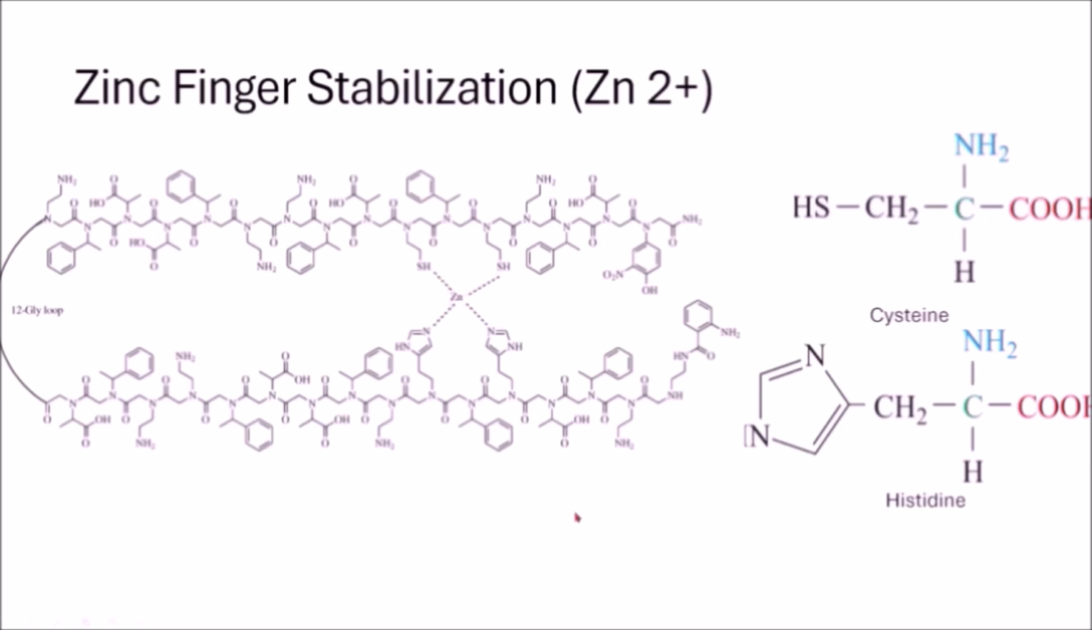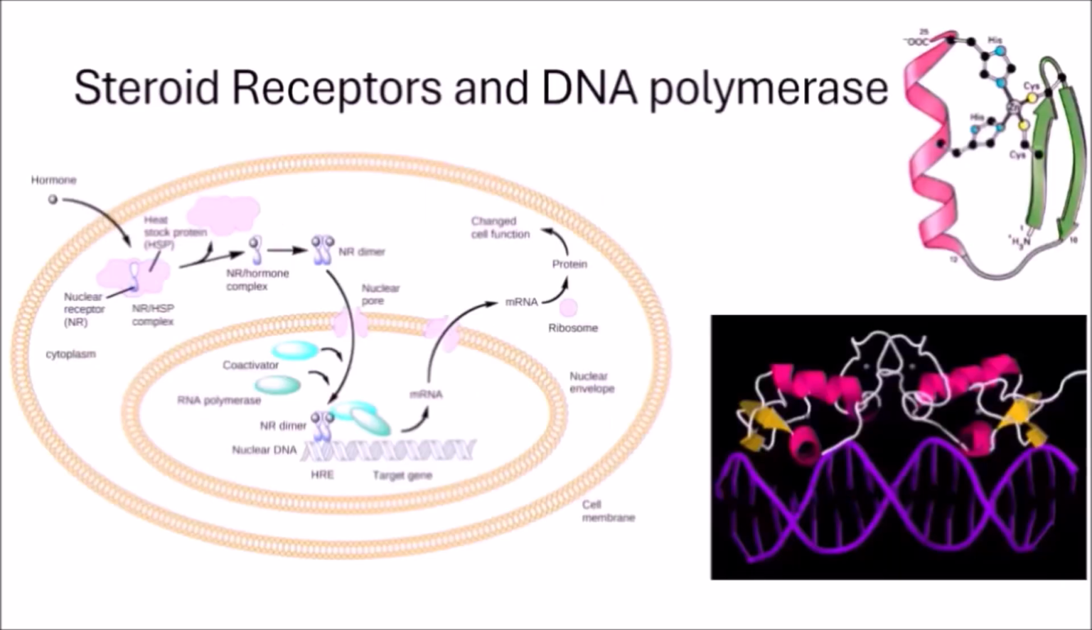This is important because, as with everything in biochemistry, structure equals function. The fact that zinc is able to stabilize this domain allows it to consistently bind where it needs to exert its function. A variety of molecules certainly use the zinc finger domain, but the most important include DNA polymerase as well as steroid receptors.